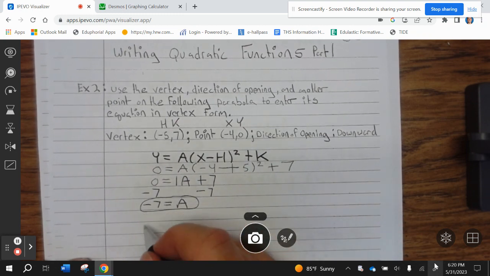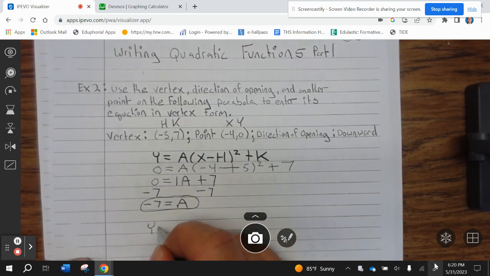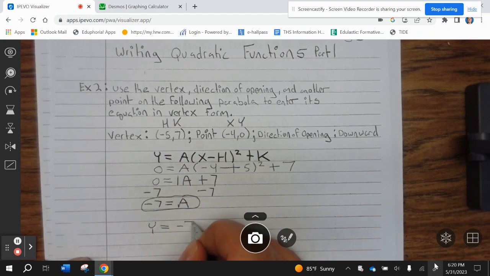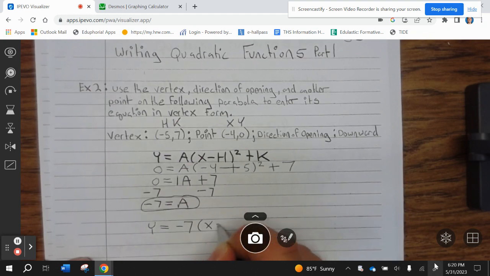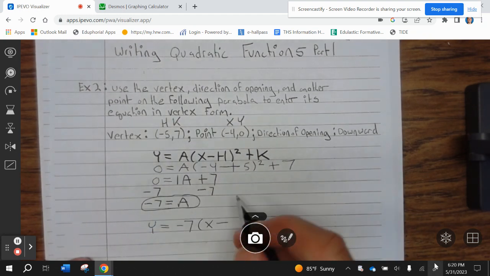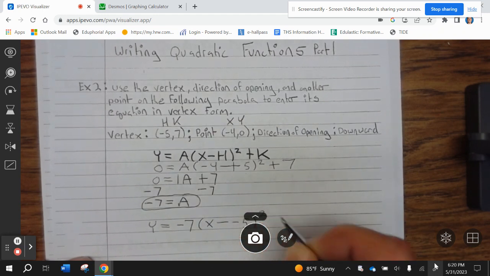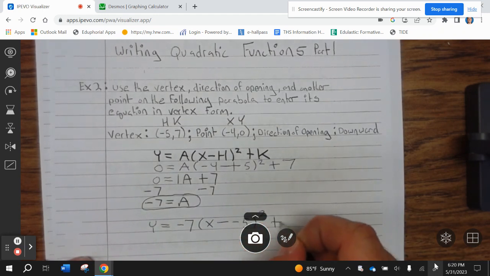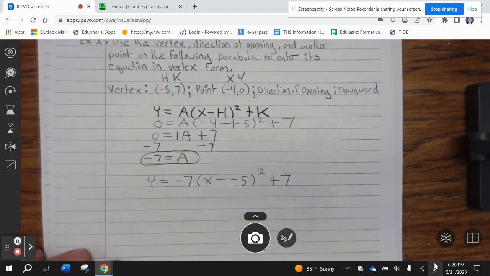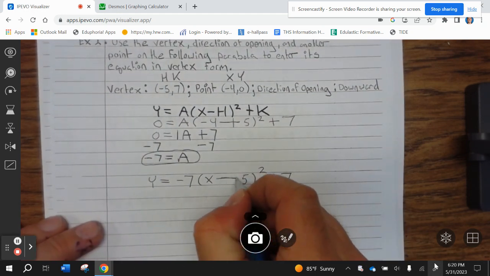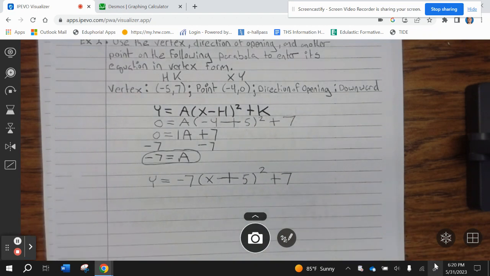So now our equation is y equals negative 7 in for a, parentheses x, minus h, which is negative 5, squared, plus k, which is 7. Well, when you subtract the negative, that becomes positive. So there's your equation. All right, go ahead and finish up example number 2.